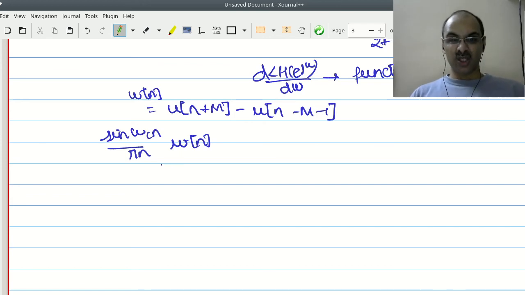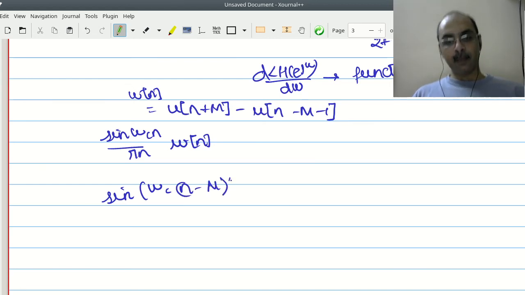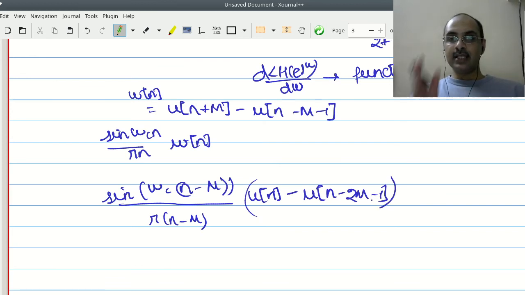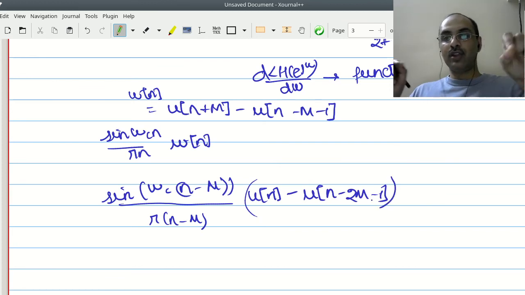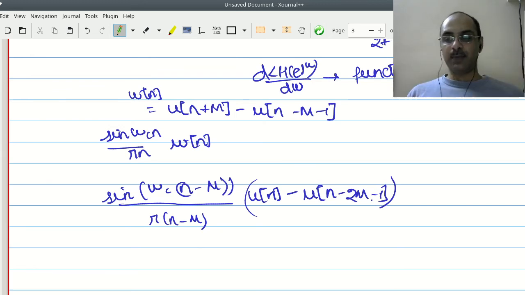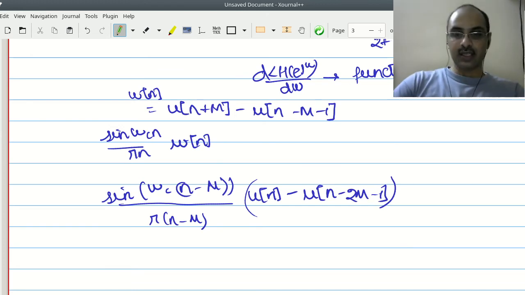Now if I shift this by m exactly, then I'm going to get sin(omega_c (n minus m)) by pi (n minus m), times u[n] minus u[n minus 2m minus 1]. So this is basically symmetric about m and defined between 0 and 2m. This is a causal shift. Now what does the phase response of this look like? This is something we can try easily numerically.